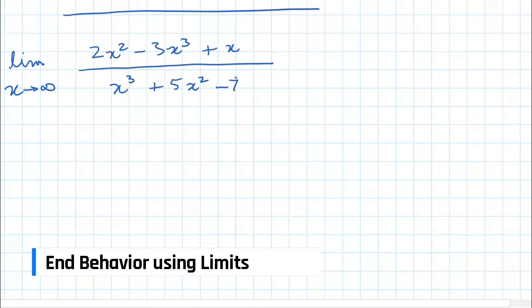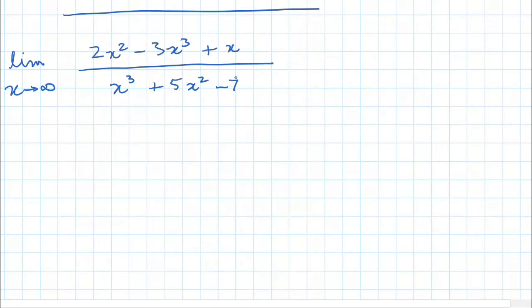Okay, so in this one, x is going to infinity, which means it's kind of like x is going over there. So if the graph goes like that, what happens to the y as x goes towards infinity?